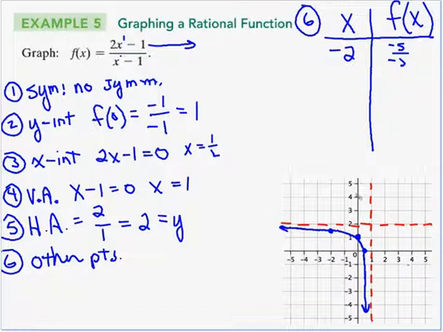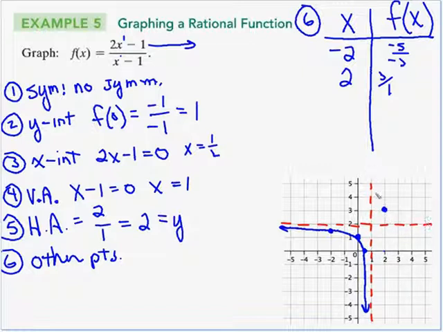Now we've got to figure out where we are beyond the asymptote. Maybe we'll be up here, maybe we'll be down here. Let's plug 2 into the function. If I plug a 2 in, the numerator is 4 minus 1, which is 3, and the denominator is 2 minus 1, which is 1, so I have the point (2, 3). Over 2, up 3.